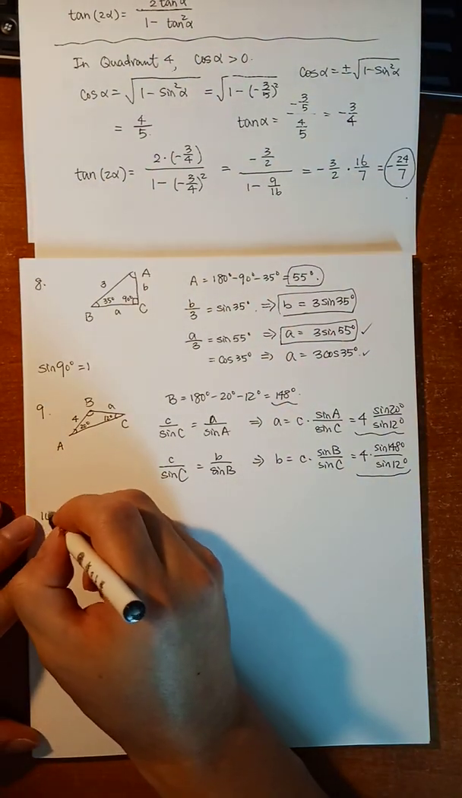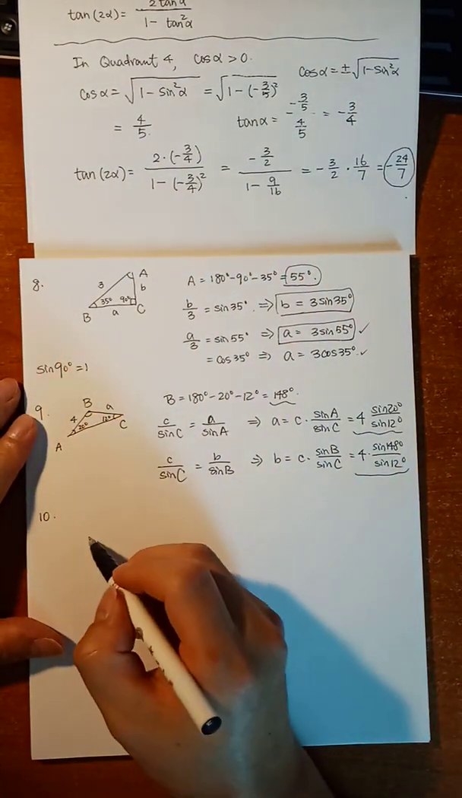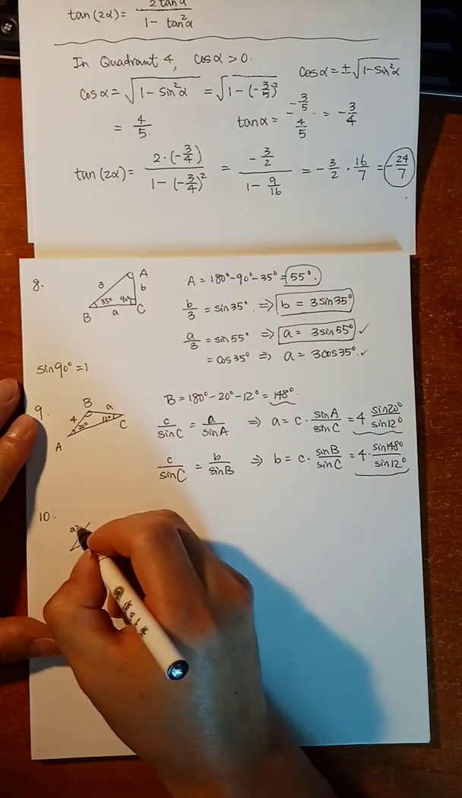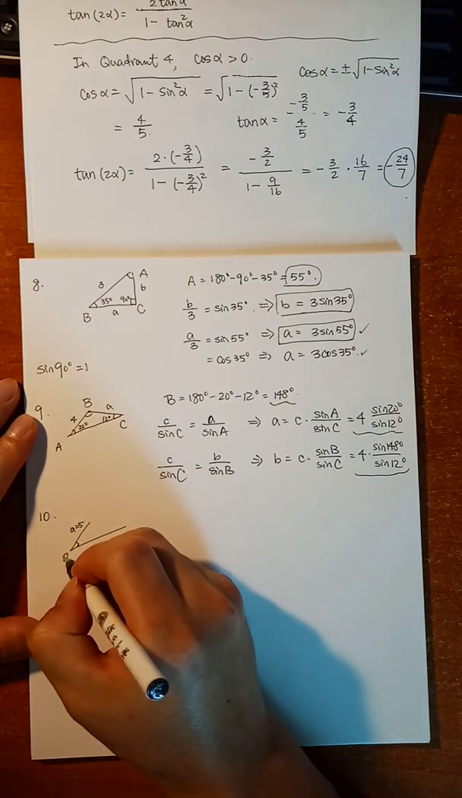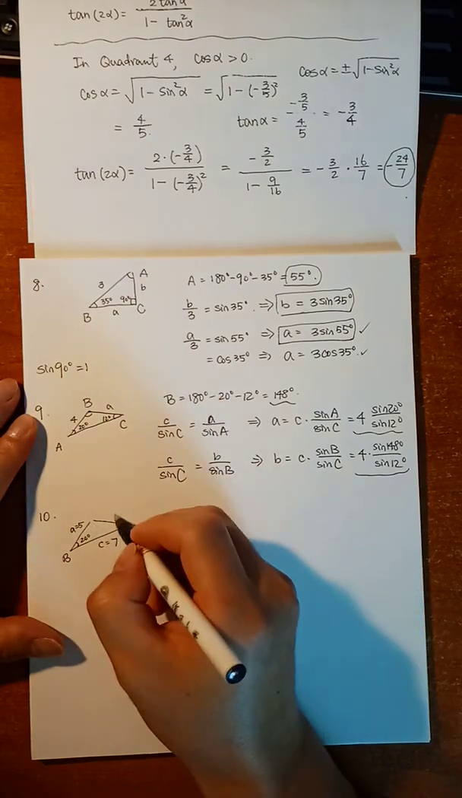Problem 10 is the law of cosine. So you have an angle of 20 degrees. One side, A, is 5. Angle B is 20 degrees. The other side, C, is 7. So we're looking for B.